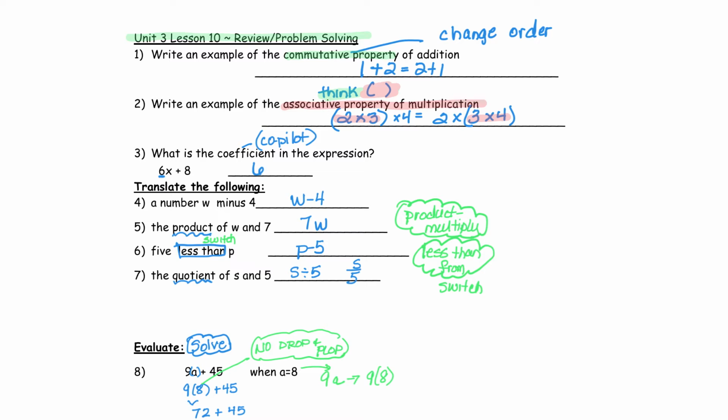Number 3, the coefficient. Coefficient, think copilot. It's the number next to the variable. Translate the following. A number minus 4, W minus 4.